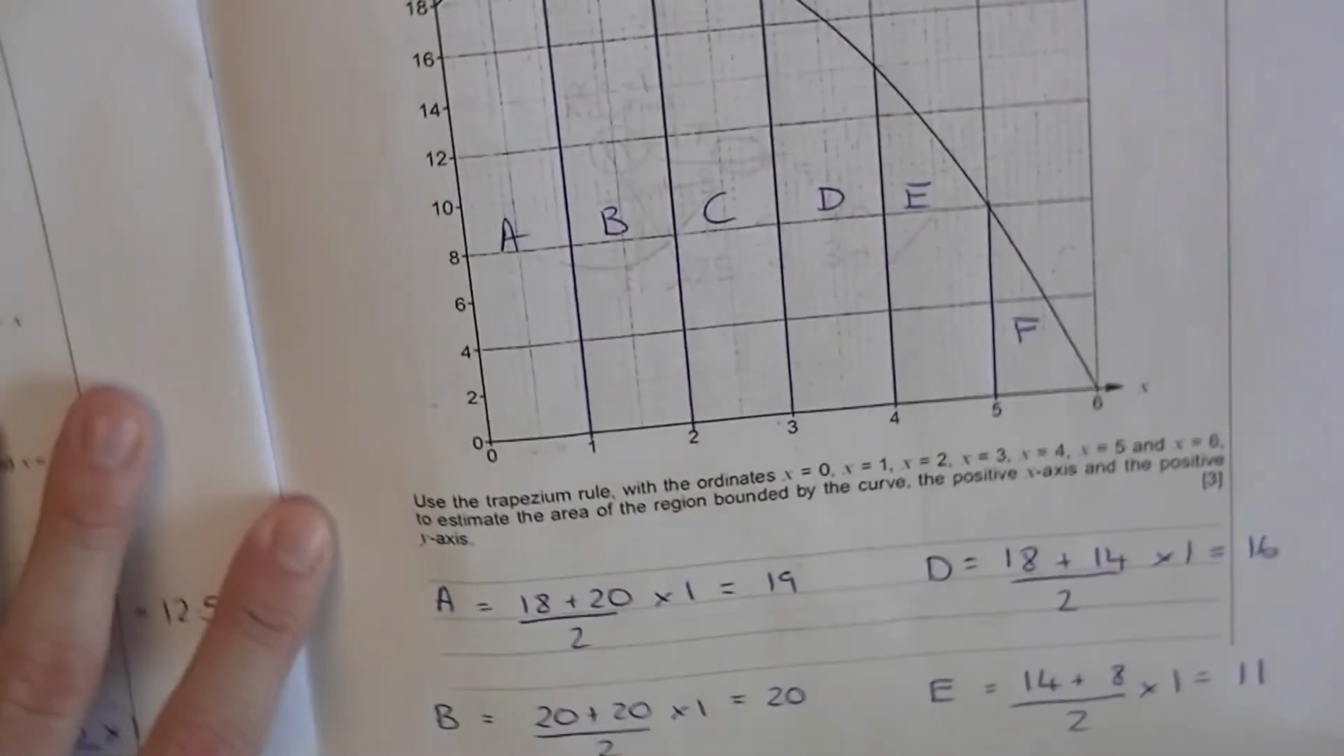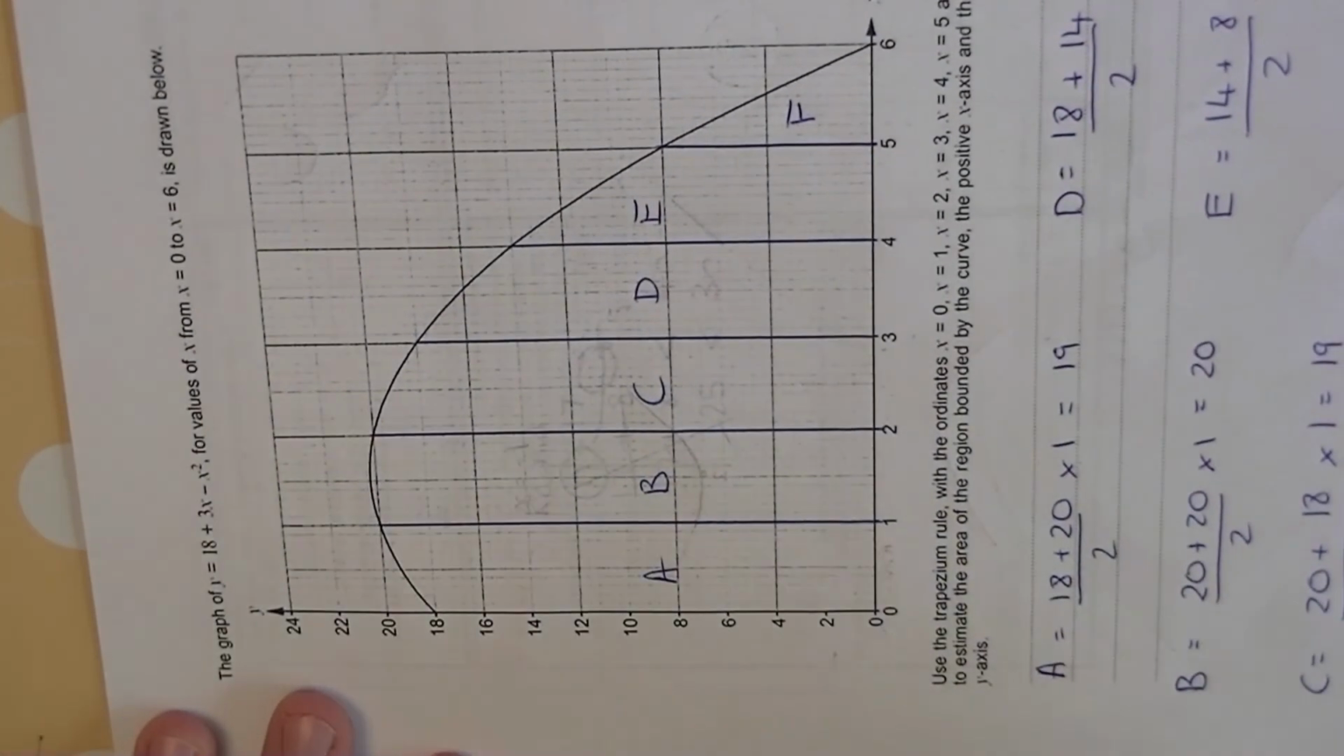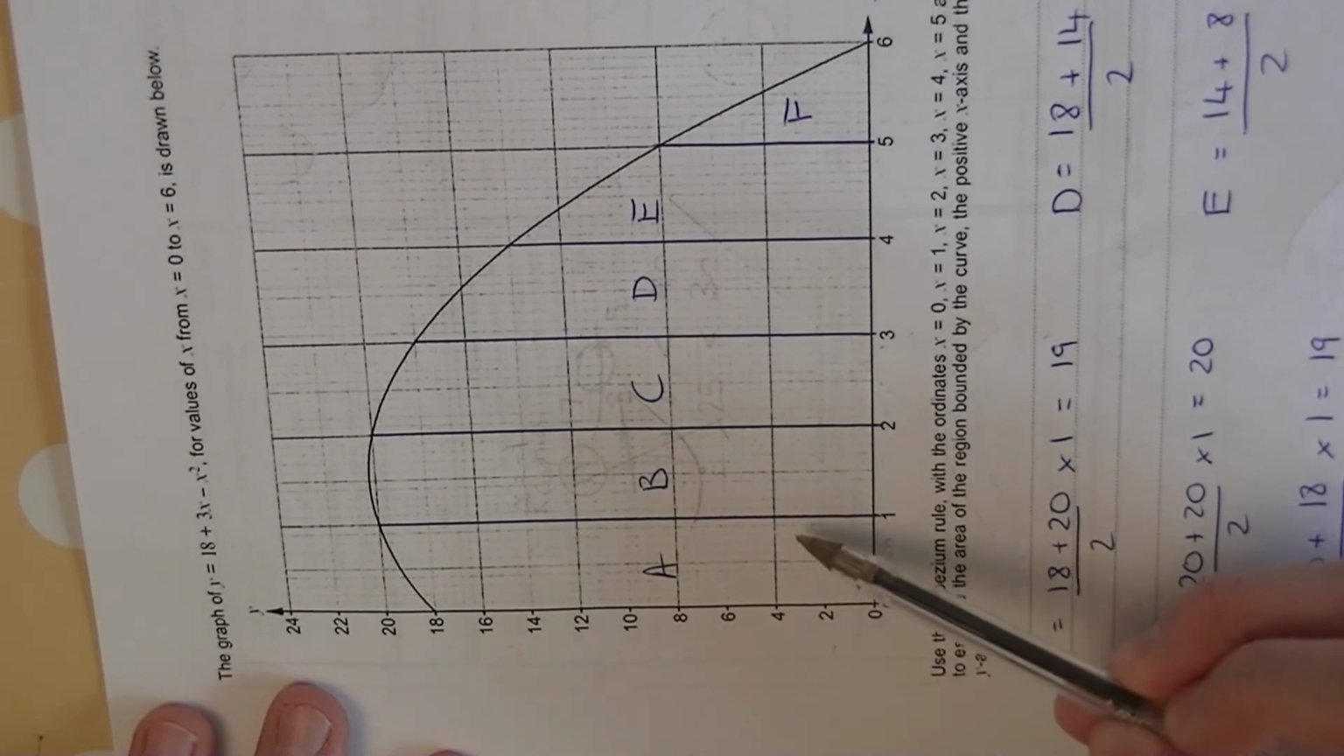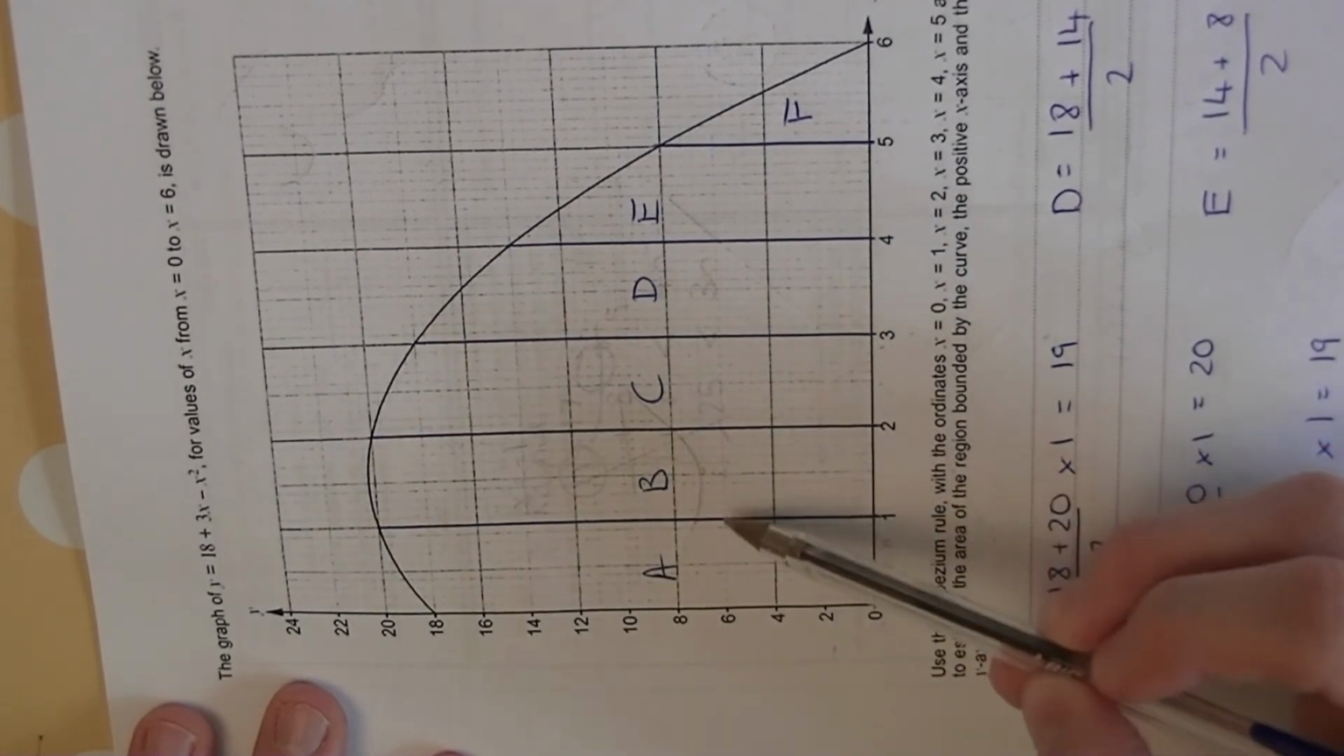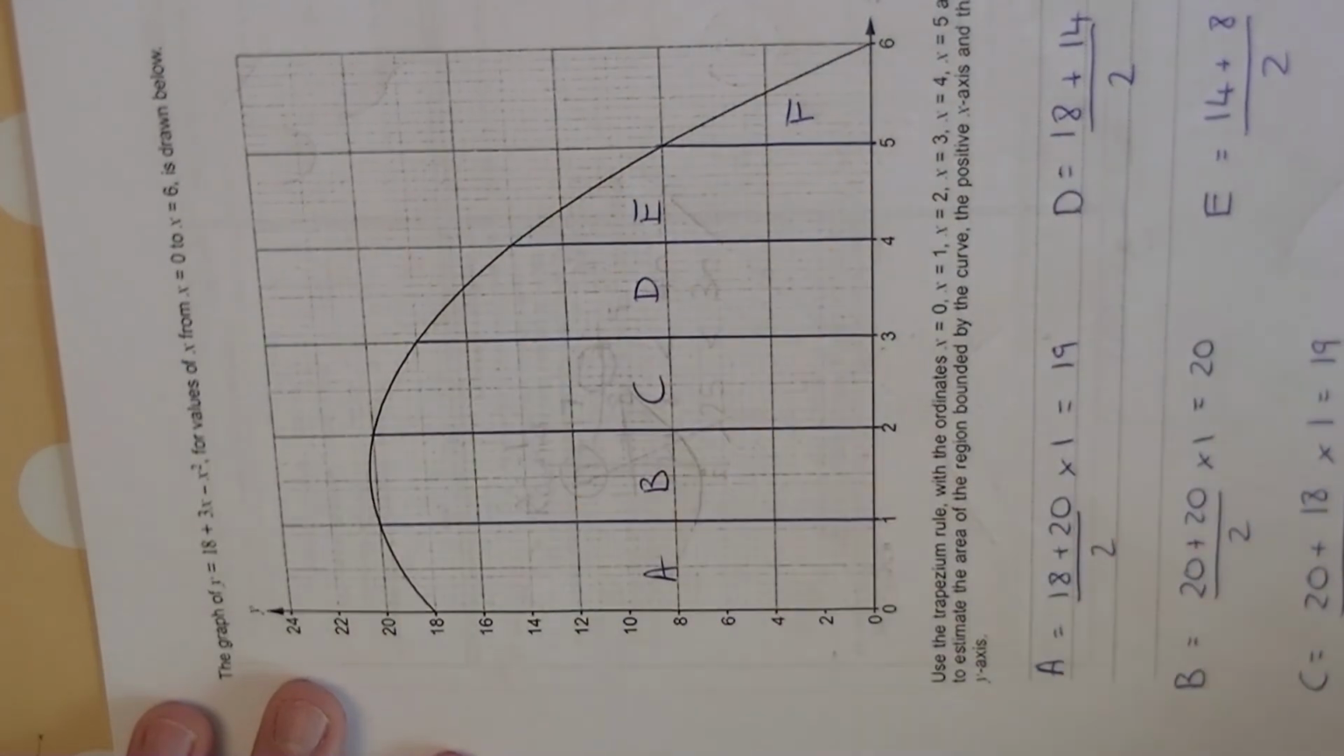What you're doing, just a final thing to say, is you're almost looking at them side on as trapeziums like that, where you've got a top, bottom, height, top, bottom, height, top, bottom, height, and so on.